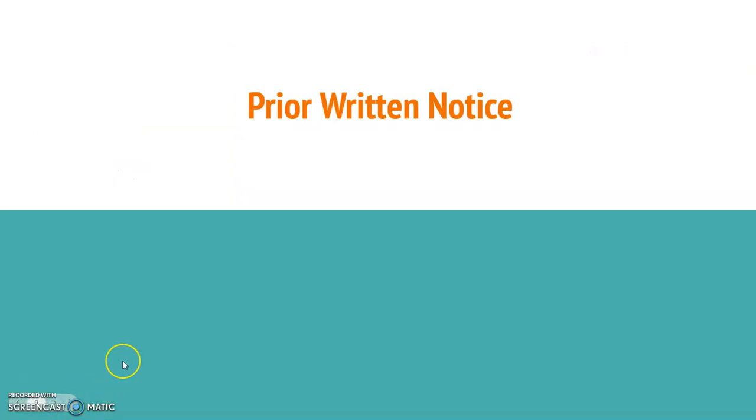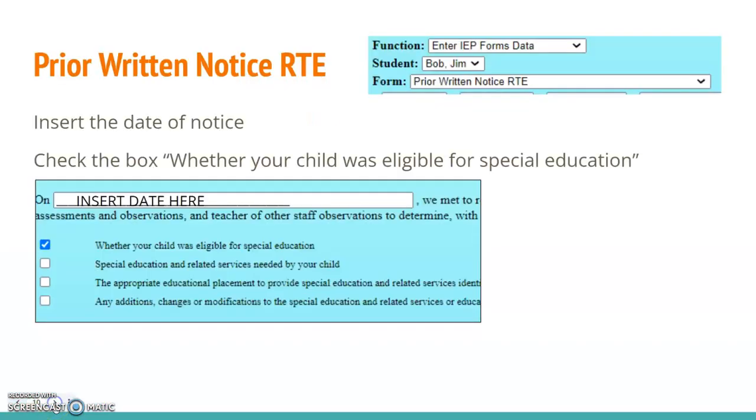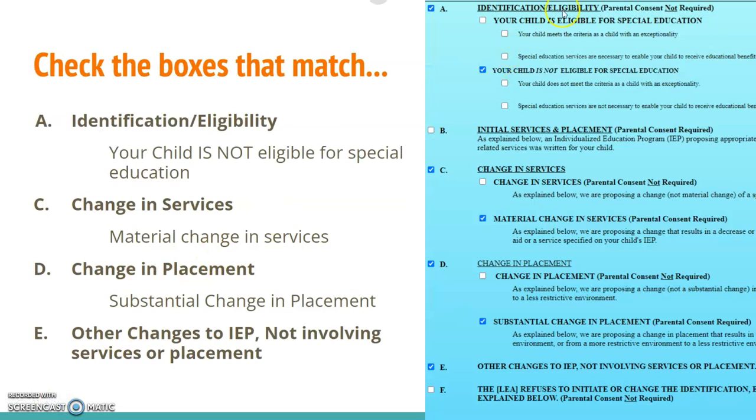So once you've completed the summary of performance form, you will print that out, and then you need to, in addition, complete a prior written notice. So you will, again, access the prior written notice form in WebKids. You will check the box after you've inserted the date that you're printing this. Check whether or not your child is eligible for special education. And then you will check the boxes that match below. It's on the picture on the right and also labeled here.